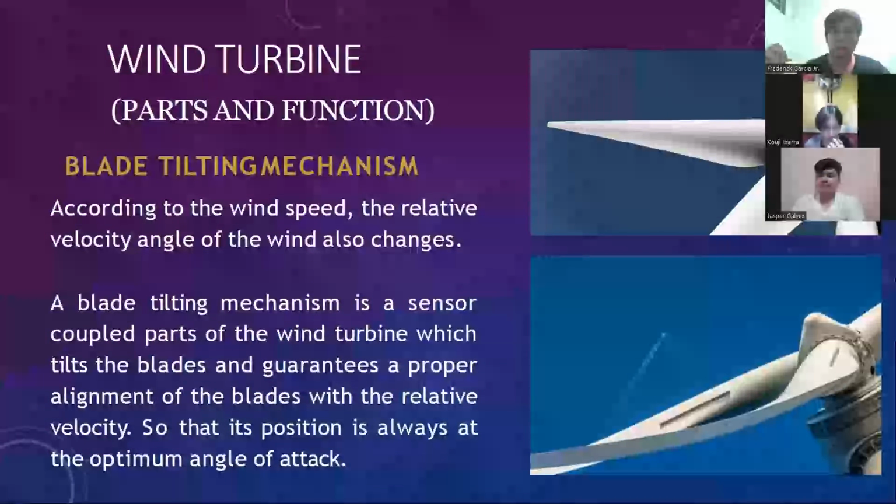So now, wind doesn't always have the same velocity and relative angle of attack relative to the blades of the wind turbine, right? So the solution to this is what we call the blade tilting mechanism, which optimizes the blades so that they are always within the optimum angle of attack for the wind to generate maximum energy.